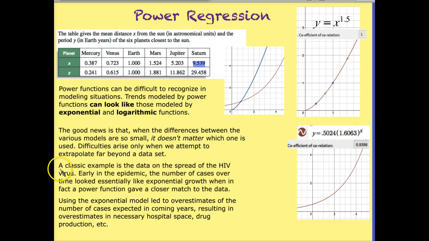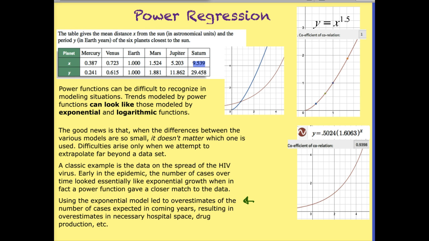So here's an example of where we had some problems. When we had the spread of HIV virus a long time ago, early in the epidemic, the number of cases over time looked essentially like an exponential growth model, when in fact it wasn't, it was a power function. So, using that exponential model, from which the researchers thought it resembled, they ended up overestimating the number of cases that they expected to occur in the upcoming years, and this resulted in overestimates in the necessary hospital space, drug production, etc.